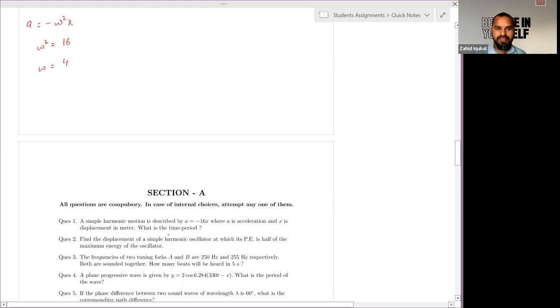Since in this part we have to calculate the time period, ω = 2π/T. So T will be equal to π/2 seconds. So this will be your first answer. Riba, is it clear? Yes.